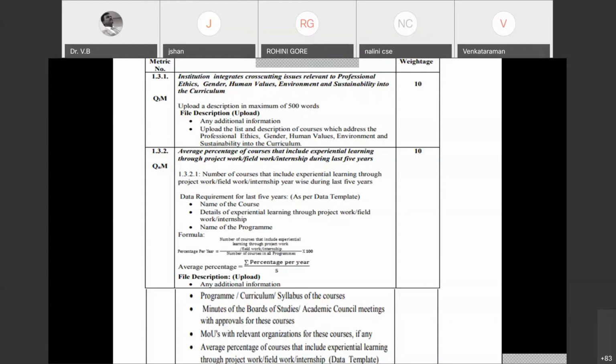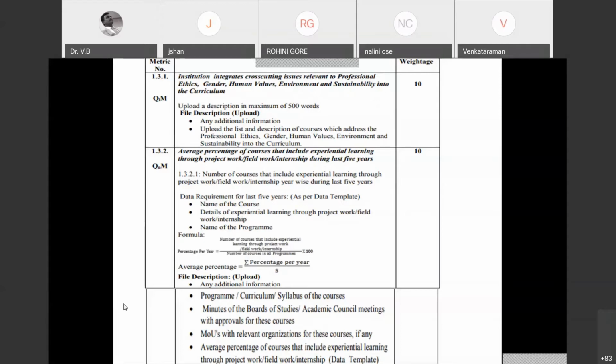Now say for example, if a subject includes a mini project, which is considered towards assessment of the subject, then it will be counted as a course including experiential learning. Say in the case of engineering, in the second year or third year, or in the case of a science, say BSc Maths or BSc Physics, in the second year, if he does some mini project which carries some weightage as specified in the curriculum, then that course would be counted here.